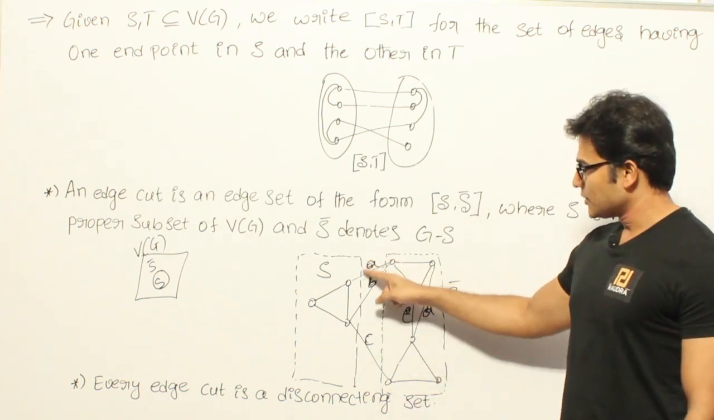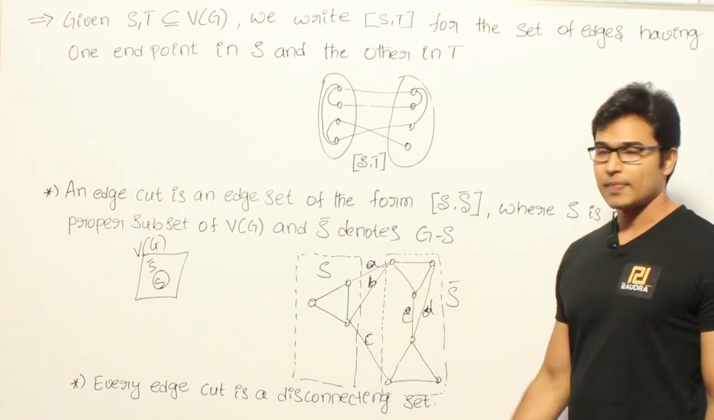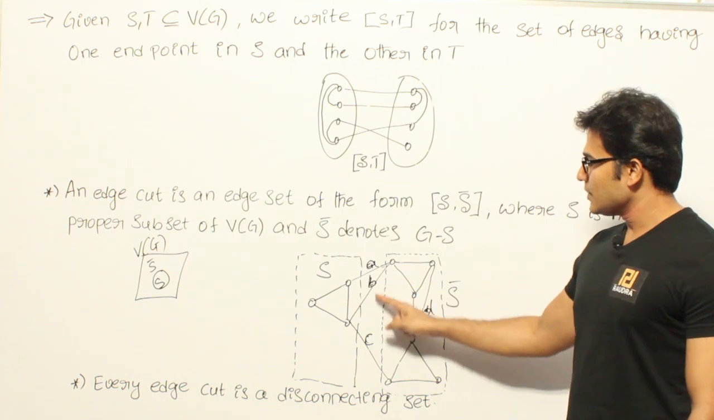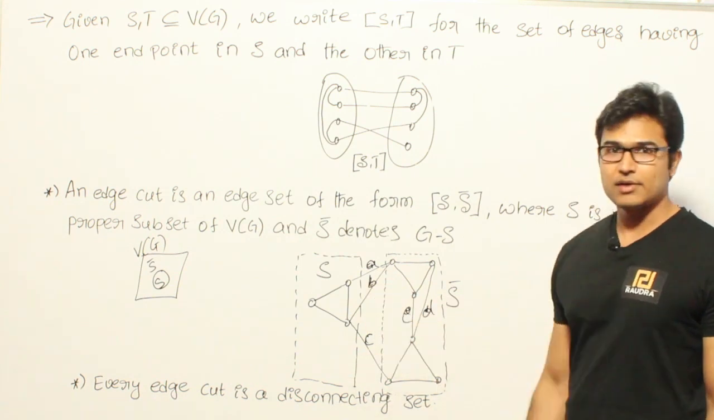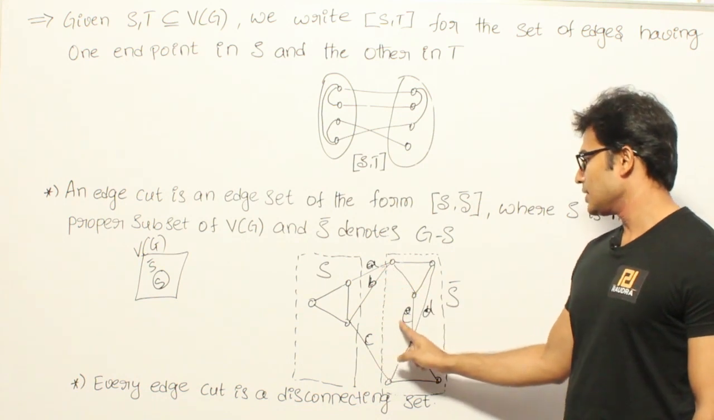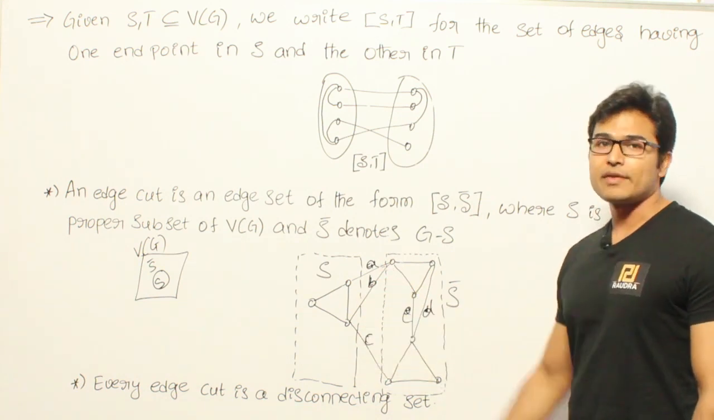See, I'll be able to disconnect the graph by deleting these three edges. By deleting more edges, I'll still be able to disconnect it. Therefore, ABC is an edge cut and also a disconnecting set, but ABC, ED will only be a disconnecting set.